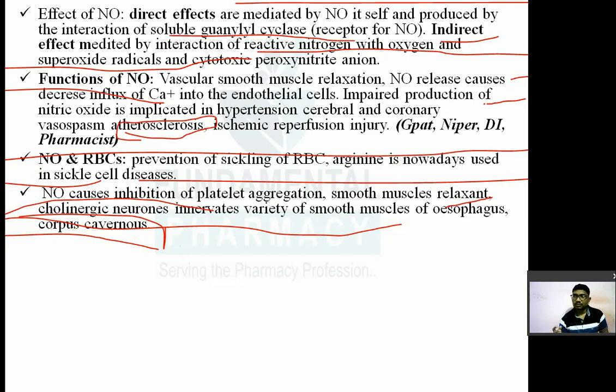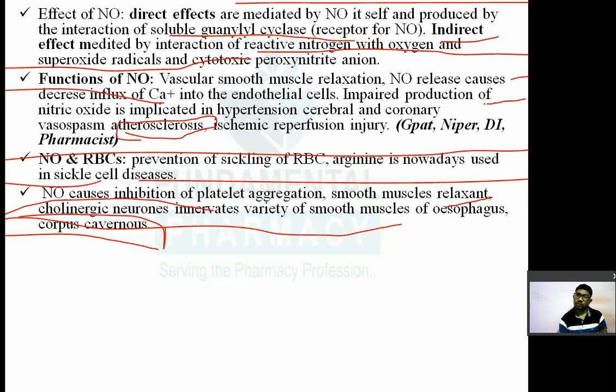Now what happens? So nitric oxide will stimulate the guanylyl cyclase enzyme inside the cell, and it will increase the concentration of cyclic GMP in the cell. That causes the relaxation. Now what happens? That cyclic GMP is metabolized by one enzyme known as phosphodiesterase. Cyclic GMP का metabolism करता है एक enzyme phosphodiesterase.